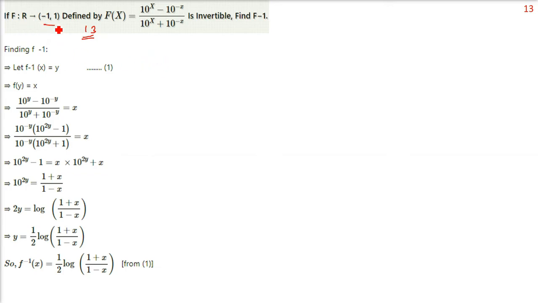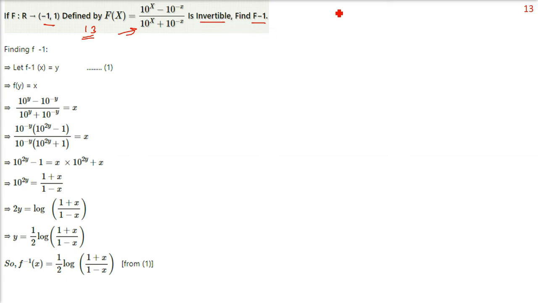So f is from R to minus 1 to 1. This is your function, and it is already given as invertible. You will see in various solutions that they have proved it to be invertible, that is, one-one and onto. You don't have to do it, because it is already given that it is invertible. So we just have to find f inverse. If it had to be proved invertible, then you would have to show injective, surjective, bijective.